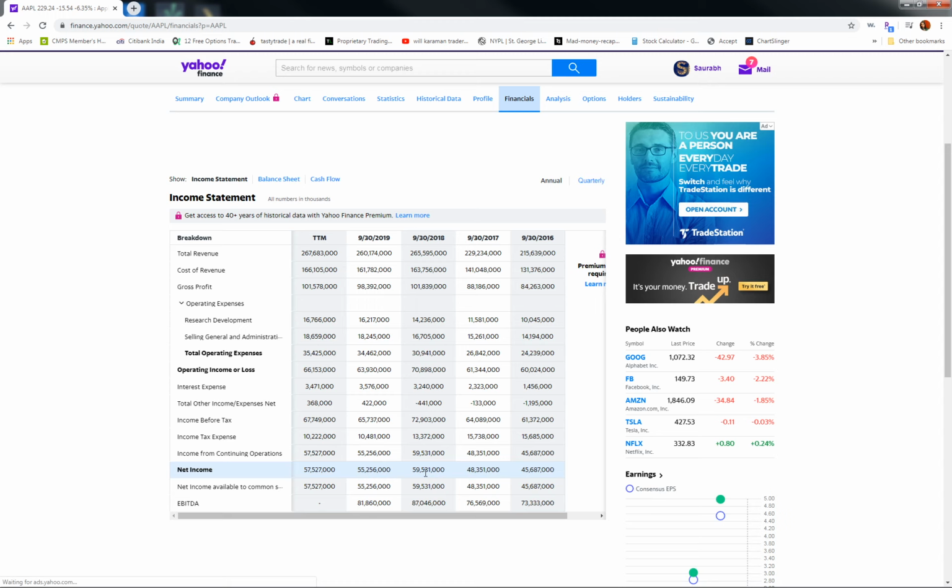Then they have the other stuff like EBITDA and all that stuff. You don't really have to get into it, but if you want to look at it, you can look at it. But at the end of the day, the trend is going to be the same thing. Another thing you may quickly want to glance at is the balance sheet.